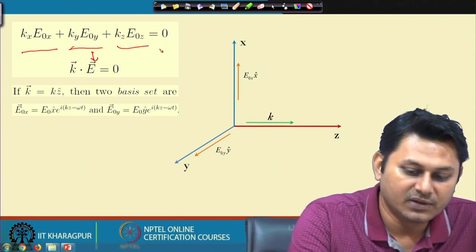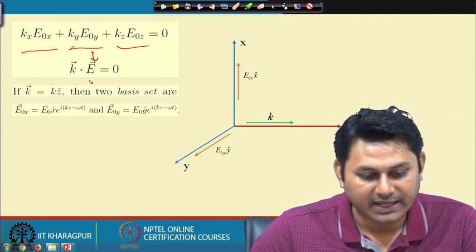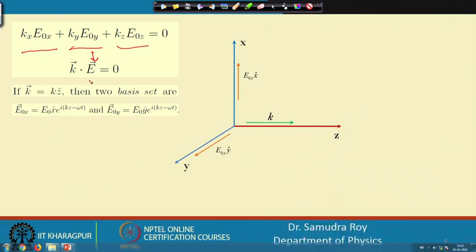So, this equation is nothing but k dot E equal to 0. Now, k dot E equal to 0 means k and E are perpendicular to each other. K dot E equal to 0 means vector k is perpendicular to E. This is the first thing we find, that vector k is perpendicular to E.